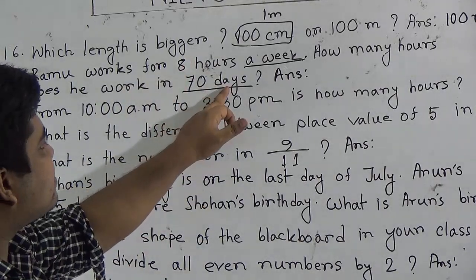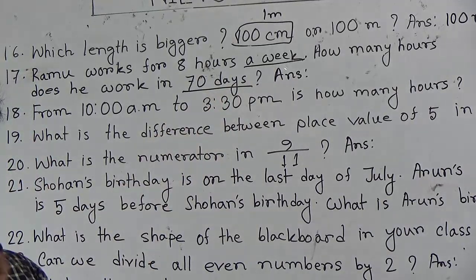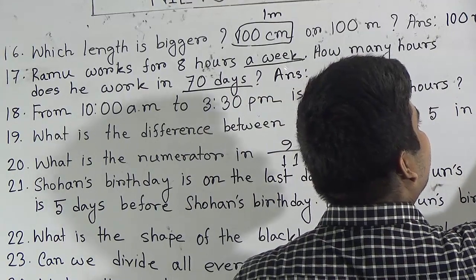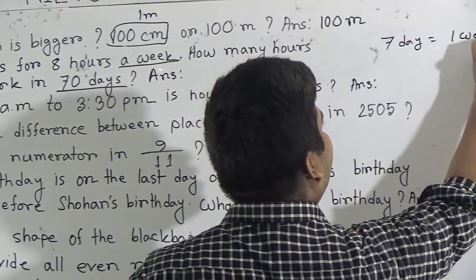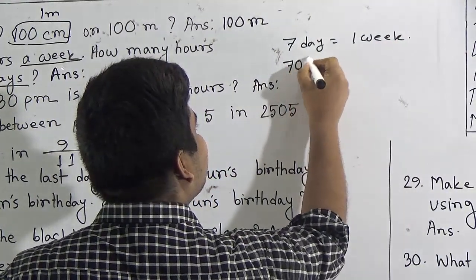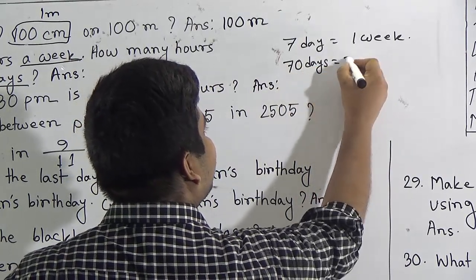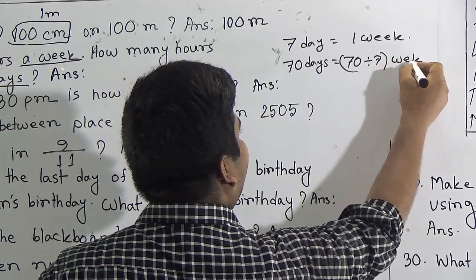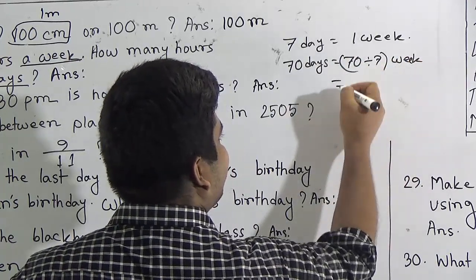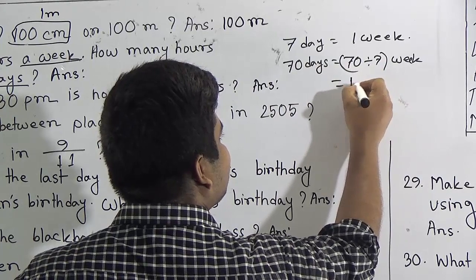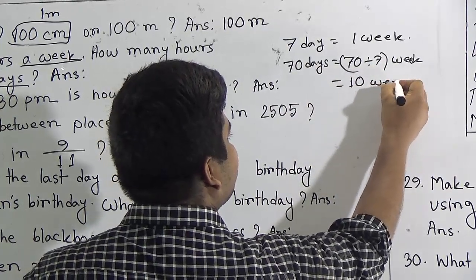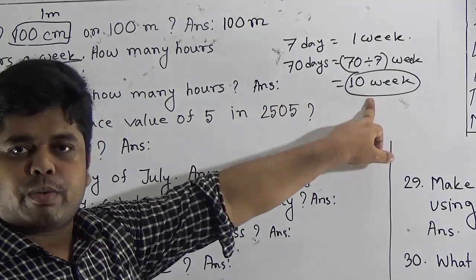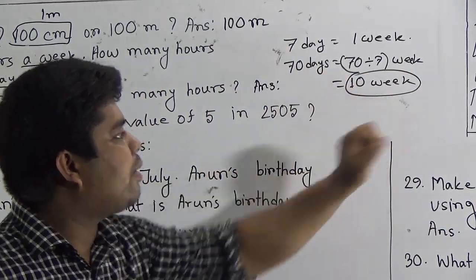So here is 70 days. We know that 7 days make a week. 7 days equal 1 week. So 70 days equal how many weeks? We divide this 70 by 7 and we get the required weeks. That means if we divide, we get 7 on the 7 and 0 is here. So 10 weeks. I hope you have understood. 70 days equal 10 weeks.